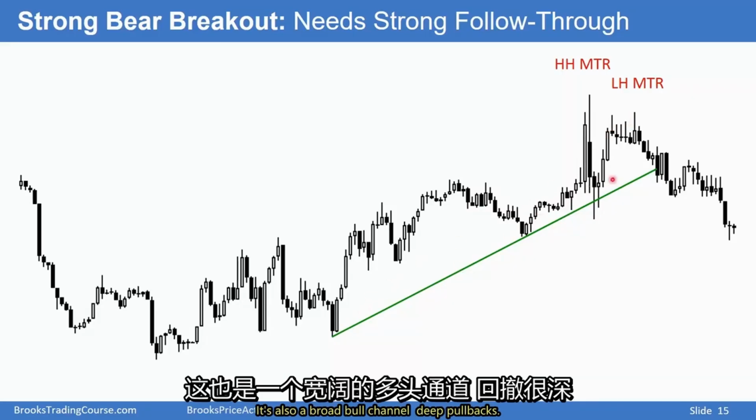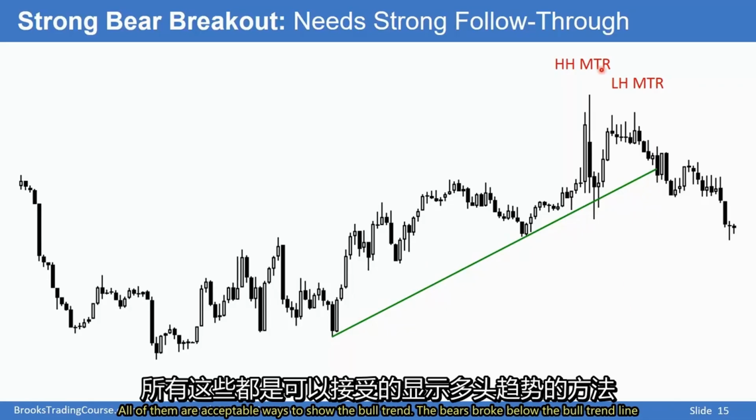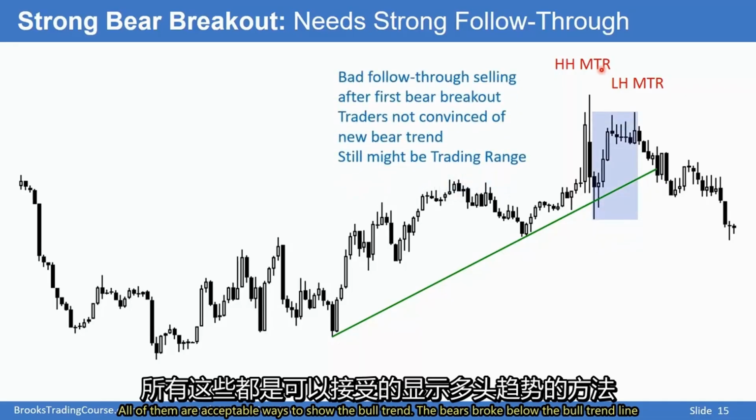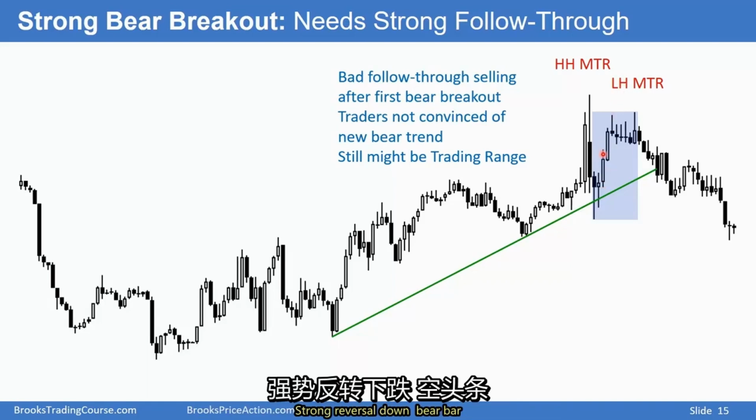It's also a broad bull channel, deep pullbacks. So you could draw a trend line using that low or even this low as well. All of them are acceptable ways to show the bull trend. The bears broke below the bull trend line using this reversal up and this reversal up. Yet, look what happened. Very bad follow-through selling.